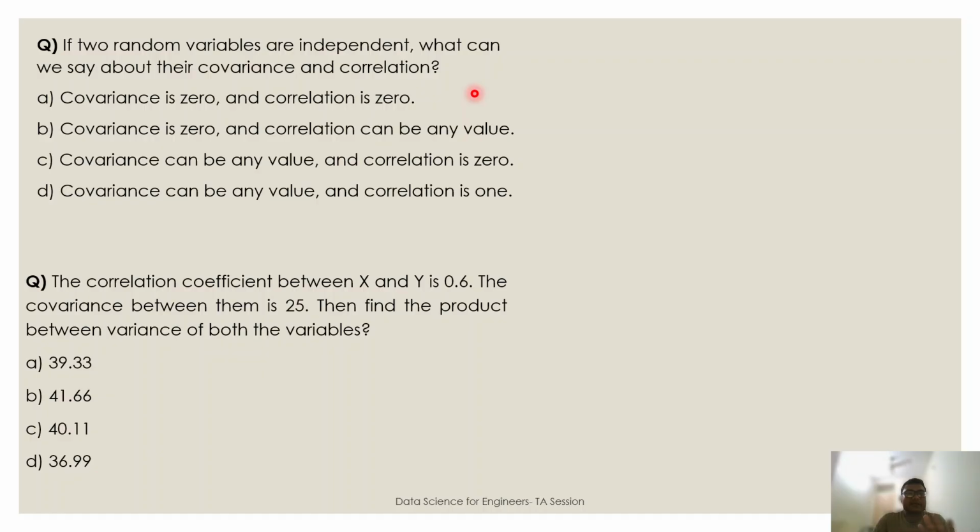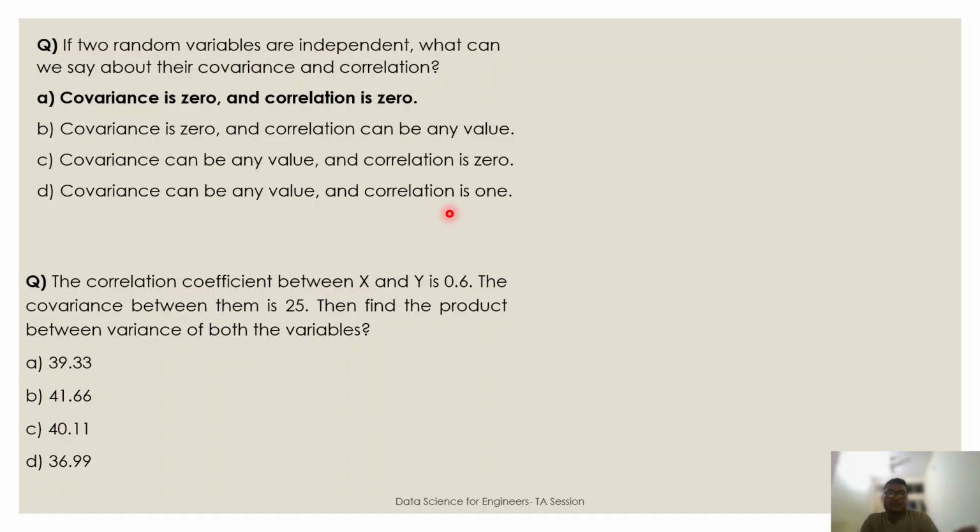If two variables are independent, not dependent on each other, what can we say about the covariance and correlation? We already talked about this; we saw one example where I explained a numerical. It's just a different way to ask the same question. Yeah, so covariance is zero and correlation is zero. So yeah, the two events are independent of each other.